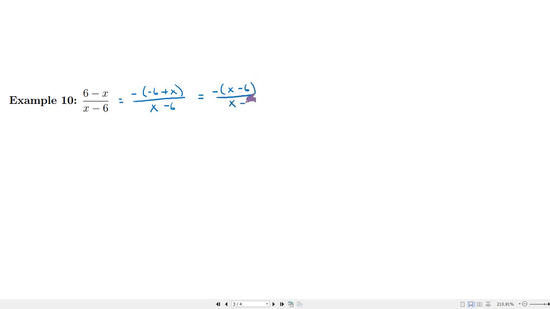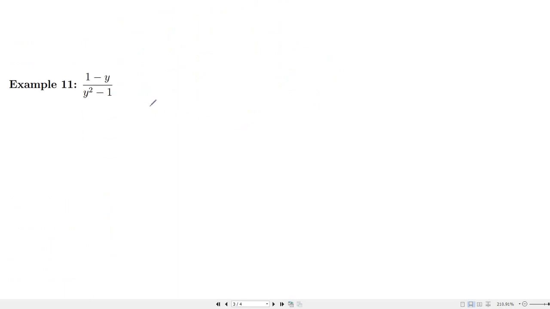And then x minus 6, well, now I can reduce. And what do you have left over? Well, you're not just going to have a negative. That doesn't make any sense. But up here, the numerator always has a factor of 1, and the denominator has a factor of 1. So I have left over negative 1 over 1, which is just negative 1. So that would be the reduction here.